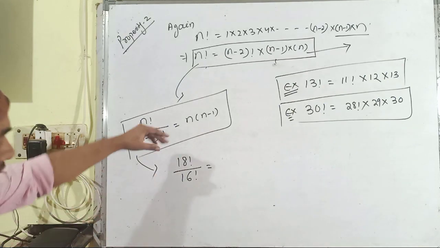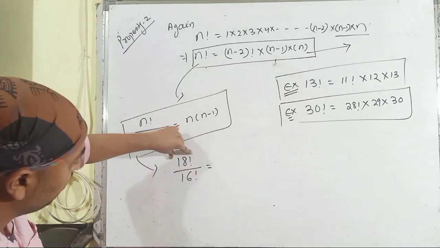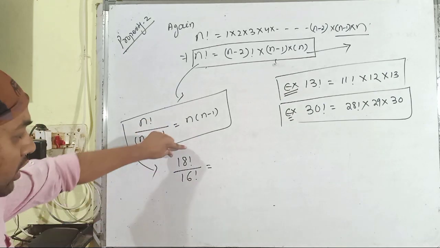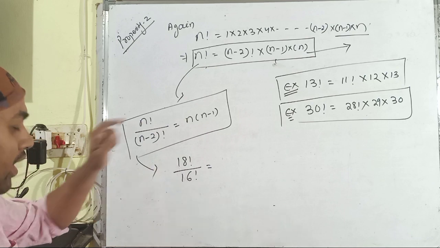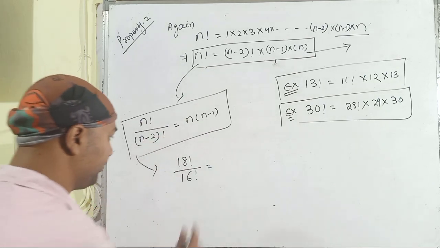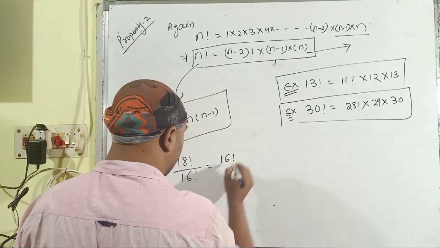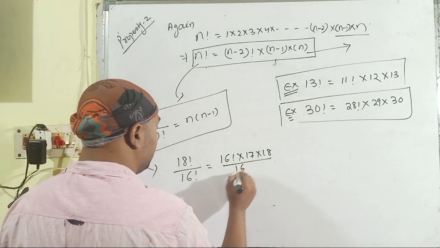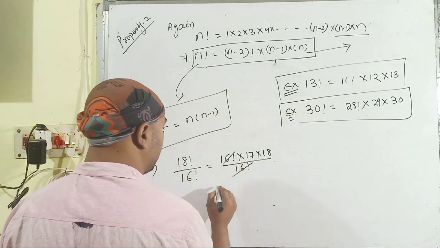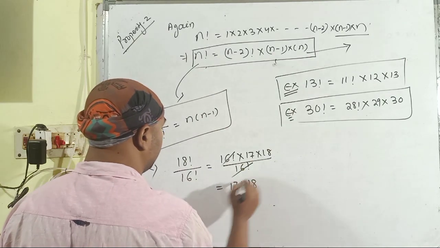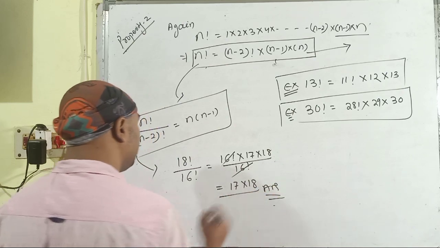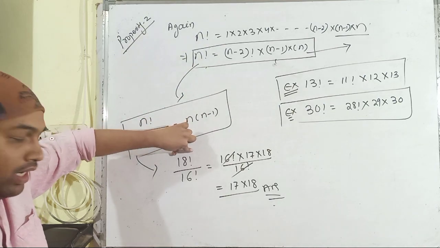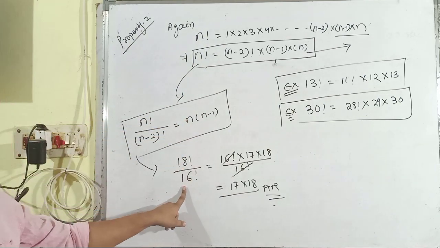we can factorize the greatest number present between 16 and 18. This is the greatest number, and we have to factorize it. So it will be 16 factorial into 17 into 18. Then cancelling both of the common parts, we have 17 into 18, and this is the answer. We have to convert this term into the form of 16 factorial.